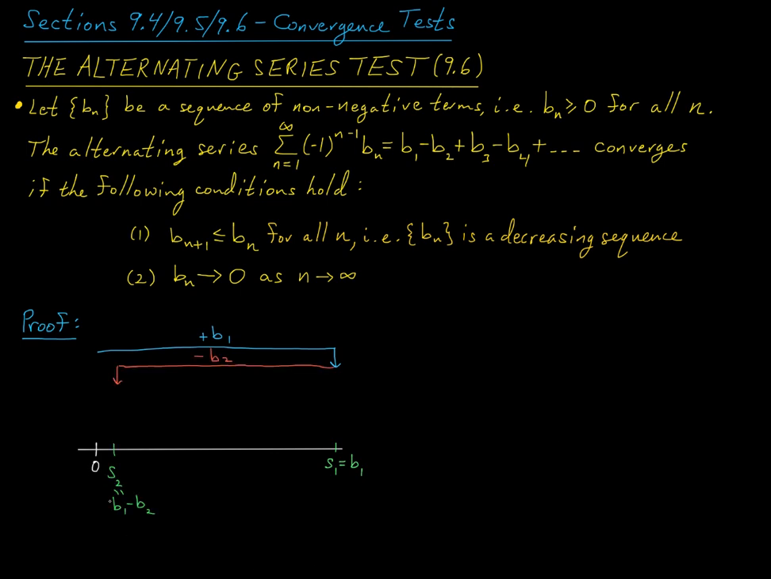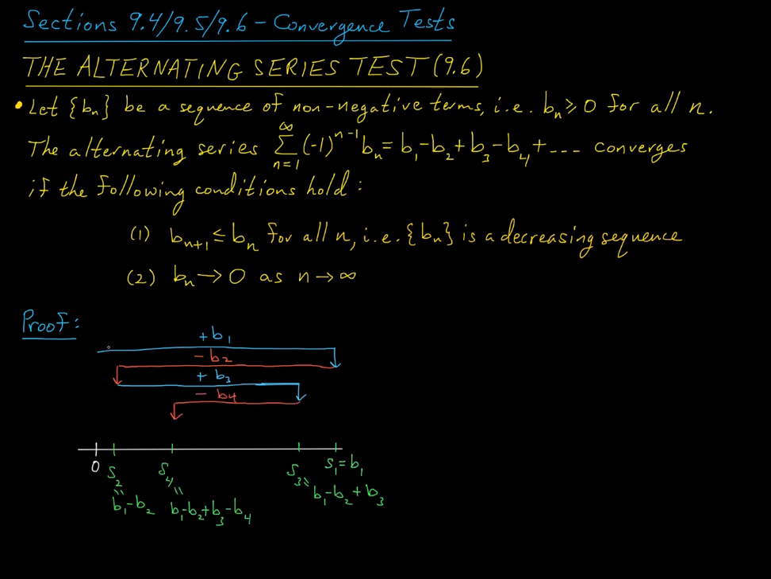So let's say we land here. Okay, here's S2. Now for the third partial sum, I want to add b3. That's going to move me to the right. How far can I move to the right? Well, again, from this condition, I know that b3 can be no larger than b2, meaning I cannot overshoot this partial sum S1. So let's say we land here. Now I'm just going to keep going, right? I'm going to subtract b4, and I know I cannot overshoot this partial sum S2.